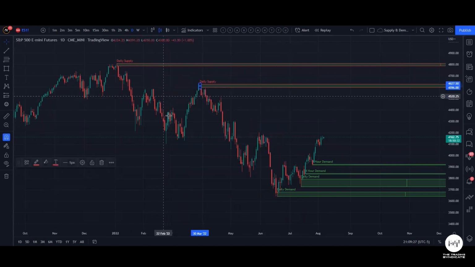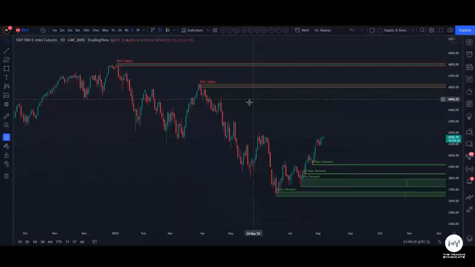But like I said, these are not, of course, going to be all the supply and demand zones. I just wanted to show you guys how to invalidate them, what the rules are for it, and why you need to invalidate and remove zones from your chart, or it will get messy and very hard to trade with all the noise.